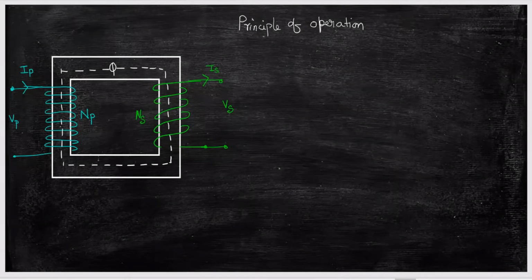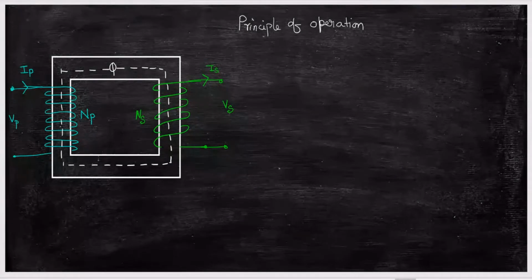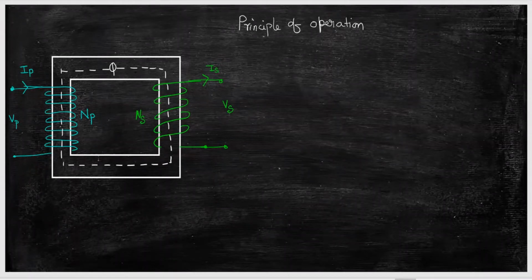So this phi, which is created by these NP number of turns because of current IP, is linking with the NS number of turns. According to Faraday's laws, when flux links with a conductor, EMF is induced. Let us call it E2.